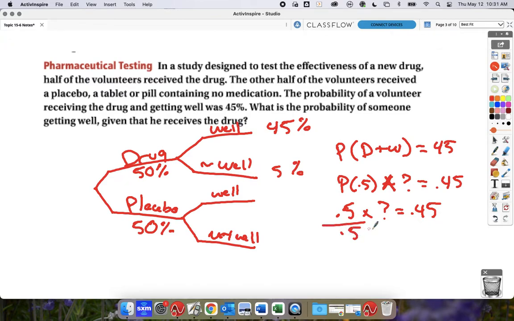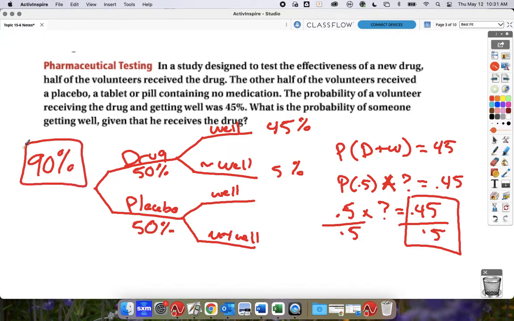Divide both sides by 0.5, which is 90%. 90%. So the probability that someone got well, given they received the drug, was 90%. So they get the drug. That number goes right here. 90% of the people who took the drugs got well.